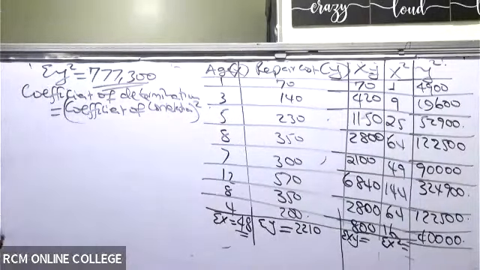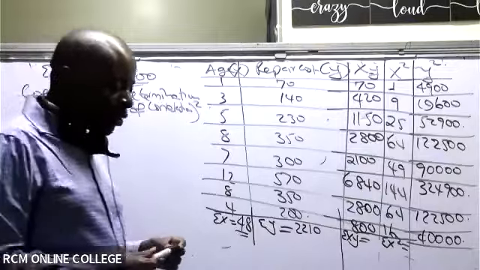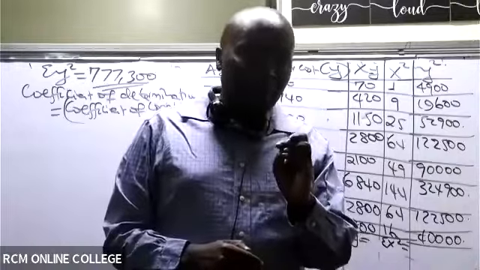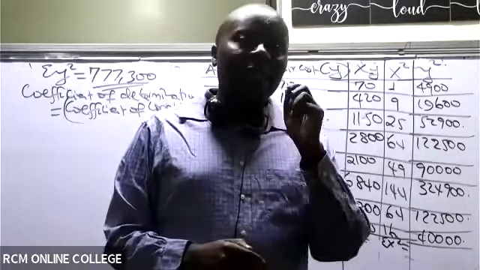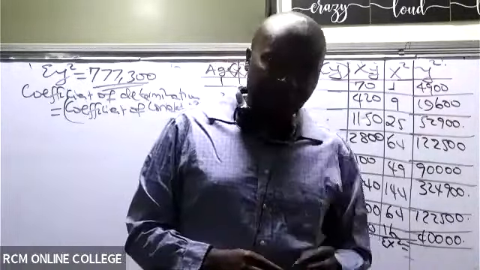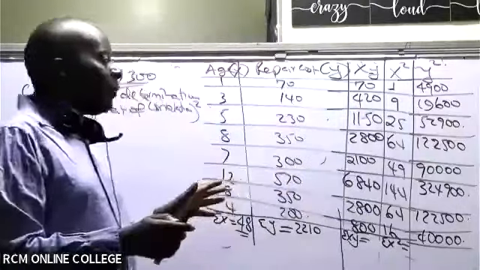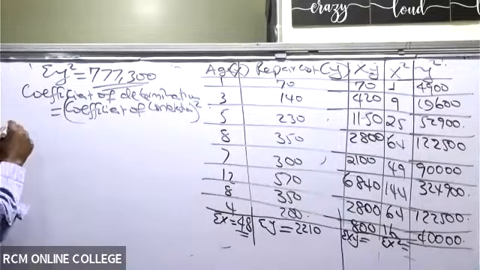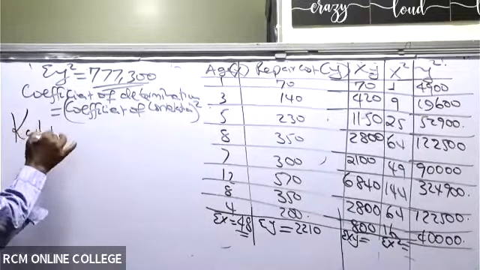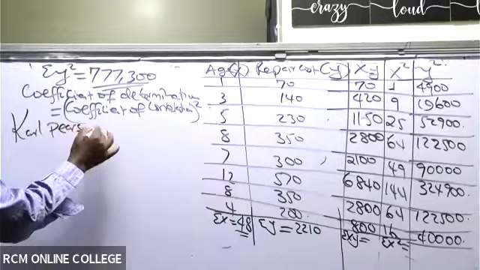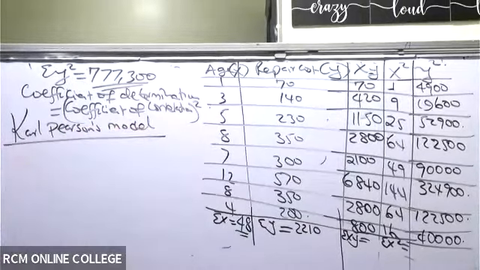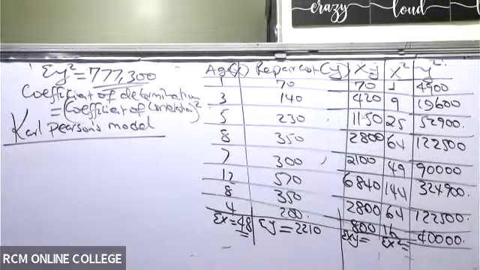Then remember, yesterday I told you that we have got two models of getting the coefficient of correlation. We have what we call the ranks model, and then we have the Karl Pearson's model. For quantitative variables, like now these are quantitative variables, here we shall use the Karl Pearson's model. So then how do I get the Karl Pearson's model?